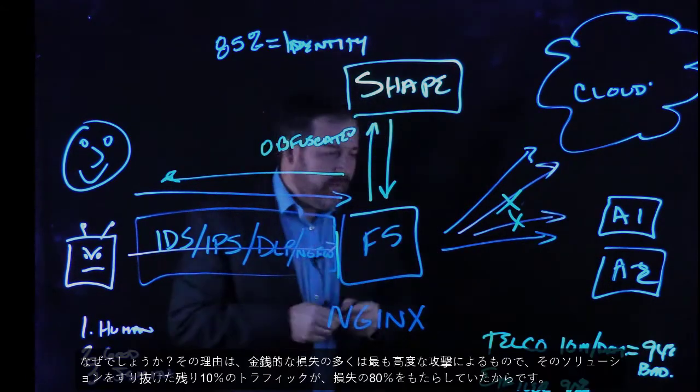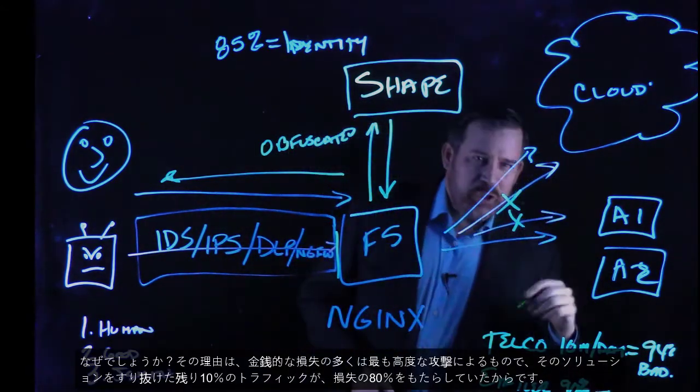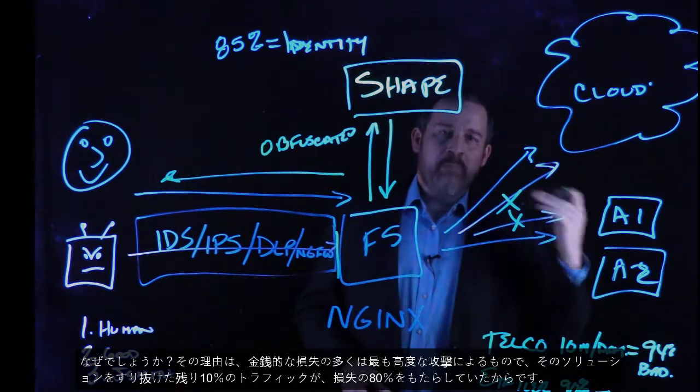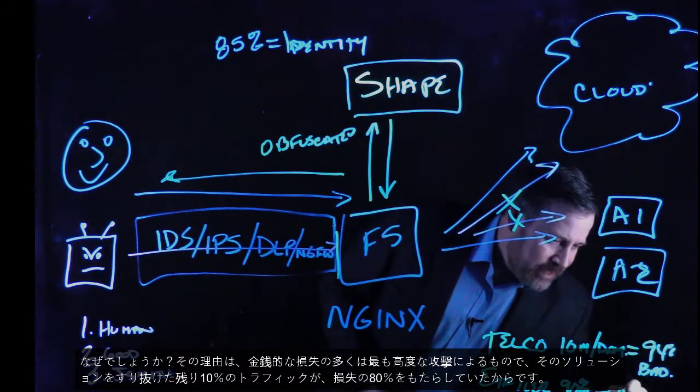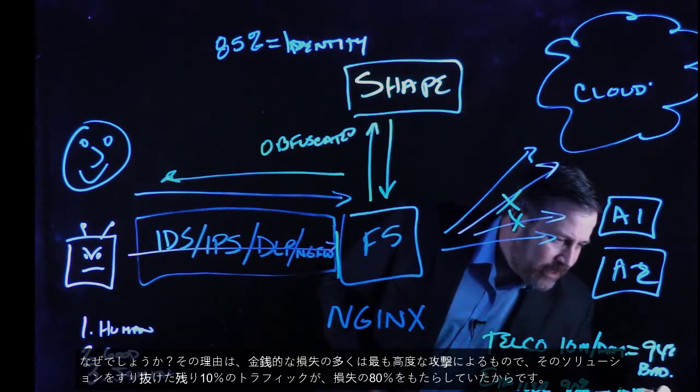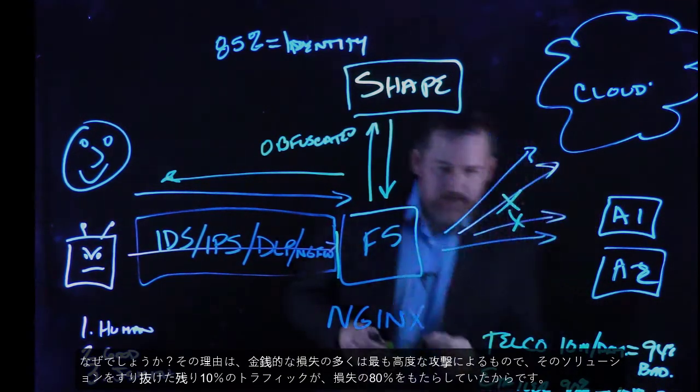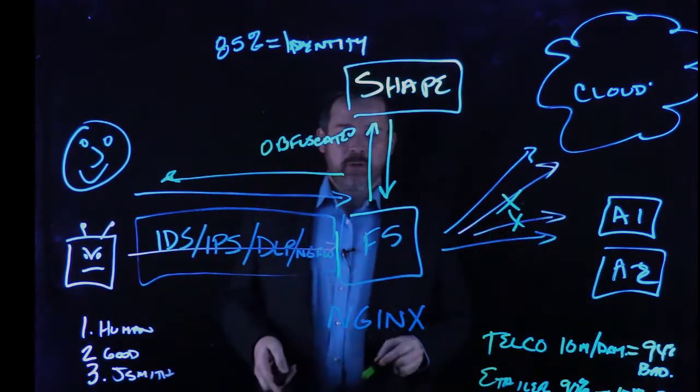Why is that? Well, that's because the majority of losses come from the most sophisticated attacks. So you had 10% of the traffic resulting in 80% of the loss. Right?